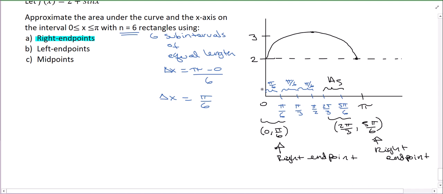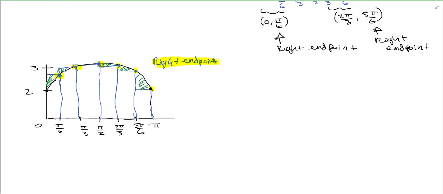When we move to the left endpoint, now we're going to be looking at the subinterval, and we're going to be looking at the one on the left. So 0 in this case, and then 2 pi over 3 in this case. Okay, so let's see what our rectangles look like with right endpoints.